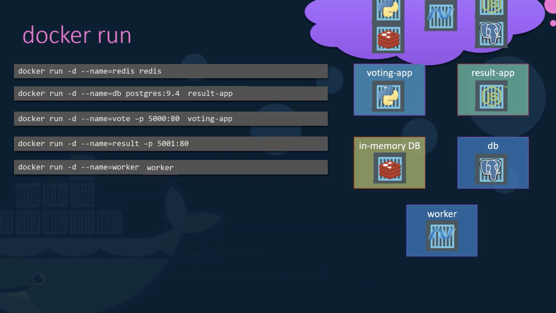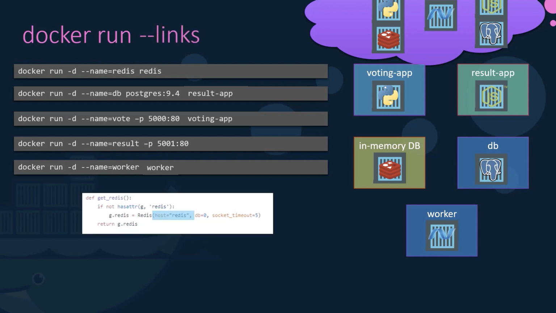That is where we use links. Link is a command line option which can be used to link two containers together. For example, the voting app web service is dependent on the Redis service. When the web server starts, as you can see in this piece of code on the web server, it looks for a Redis service running on host Redis. But the voting app container cannot resolve a host by the name Redis.